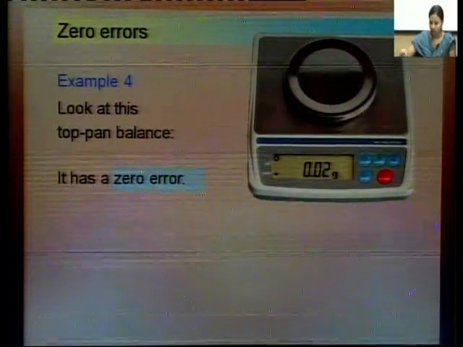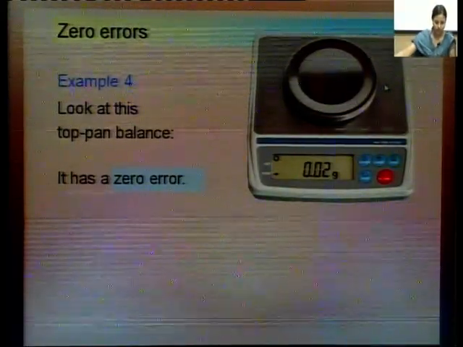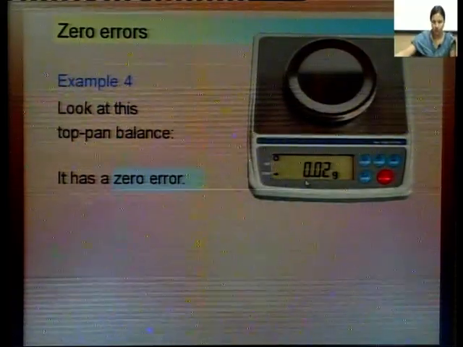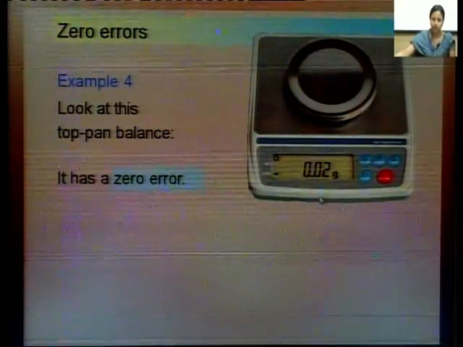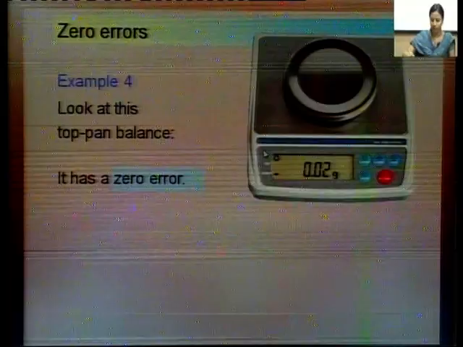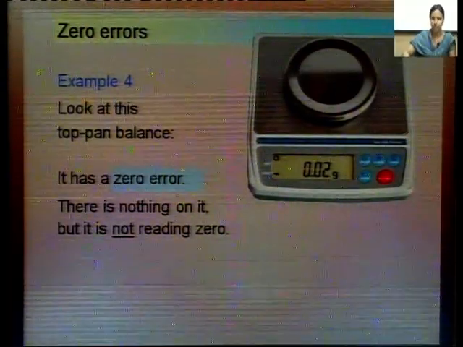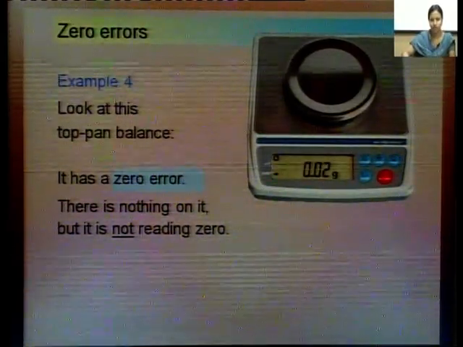Next example is, like we are going somewhere to buy a thing. We know if the display shows 0.000, then the zero error is 0. But if it already shows 0.02, 0.03 gram, then it may cause an error. This is called zero error. There is nothing on it, but it is not reading 0. So this error is called zero error.